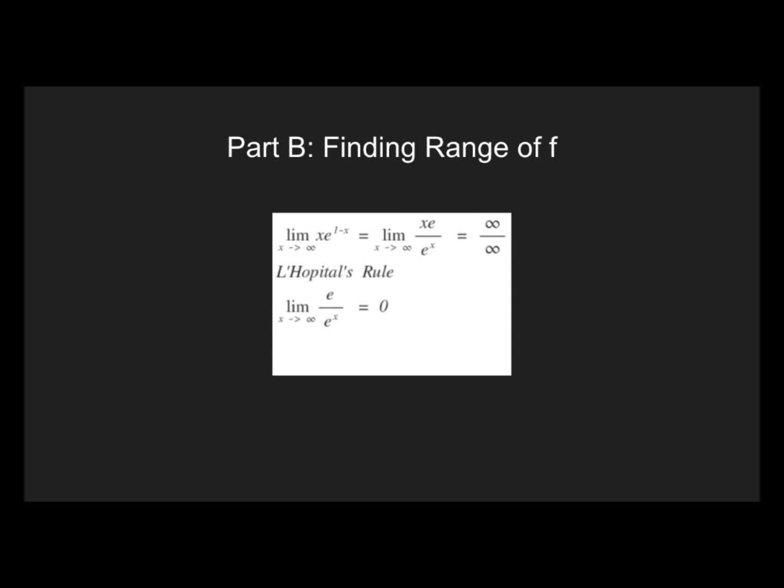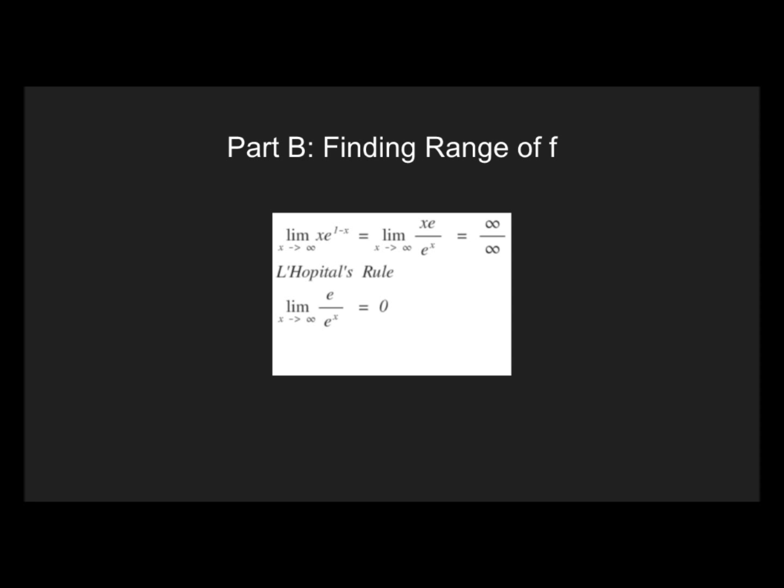Part B is asking us to find the range of f. Now, whenever I'm asked to find the range of something, I question what happens as x approaches infinity and as x approaches negative infinity. So first, we're going to evaluate the limit of x times e to the 1 minus x as x approaches infinity. Rewritten, this is the limit as x approaches infinity of e times x over e to the x, which is equal to infinity over infinity, which is one of the indeterminate forms.